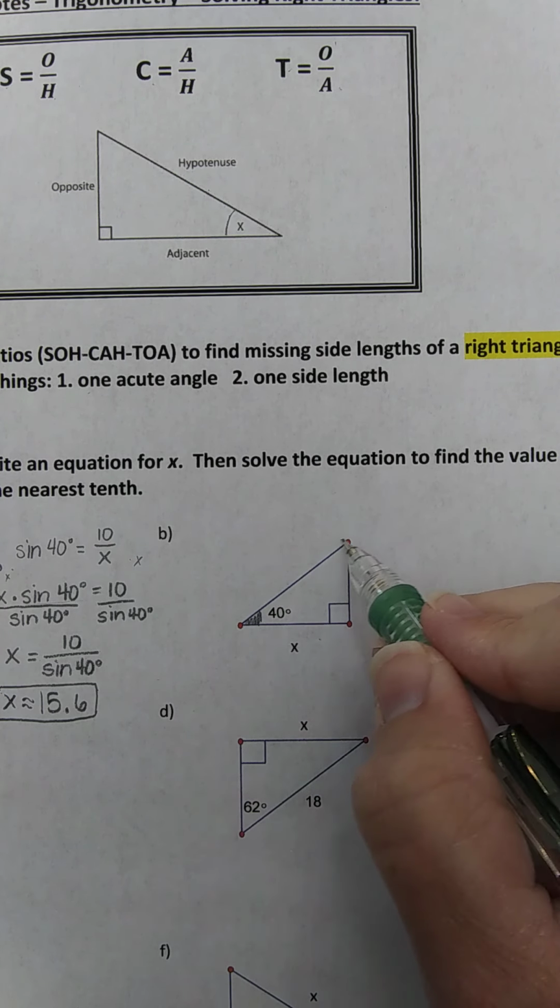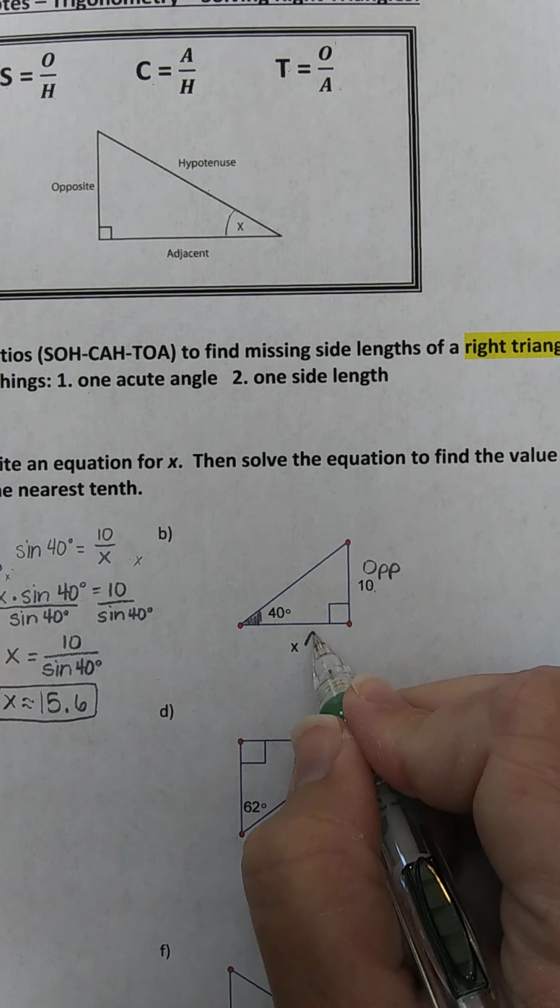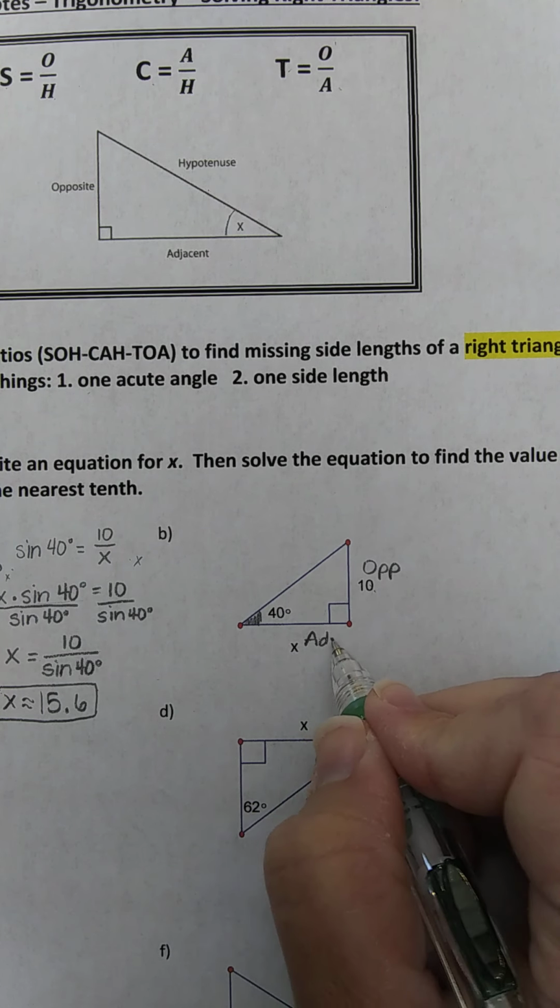Over here I have a 10. That is on the opposite. And down here is the leg that is touching, so that would be the adjacent. So now I want to ask myself, which trig uses opposite and adjacent? So we go back up to this box up here. I'm looking for opposite and adjacent. Opposite hypotenuse, opposite adjacent. So here are the two letters I need, which tell me I need to use tangent.